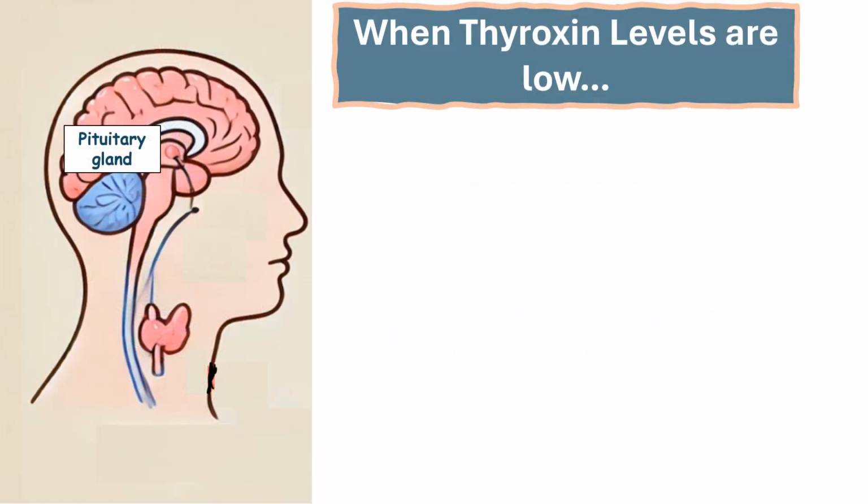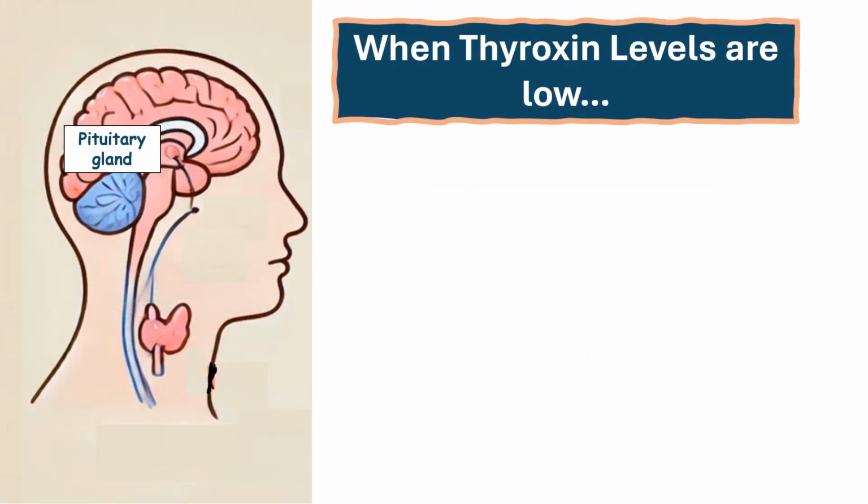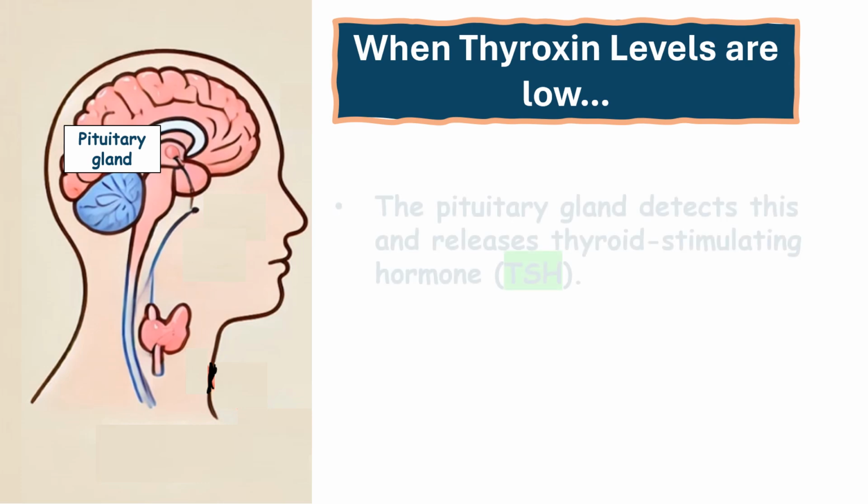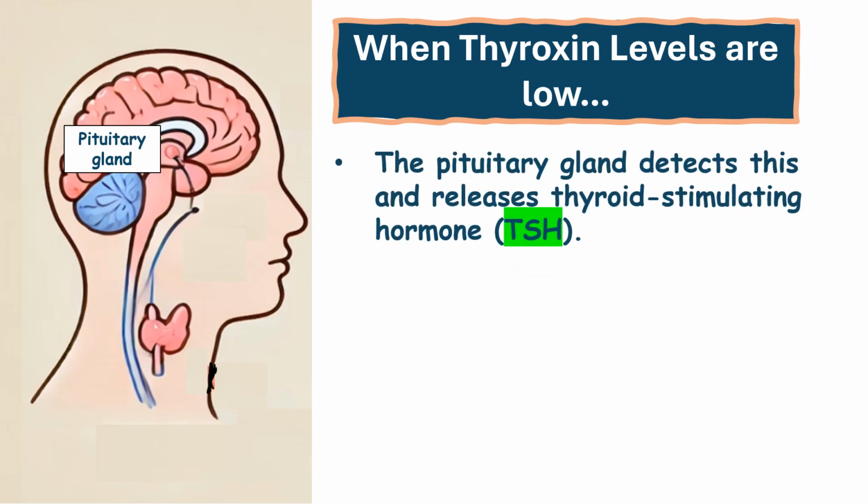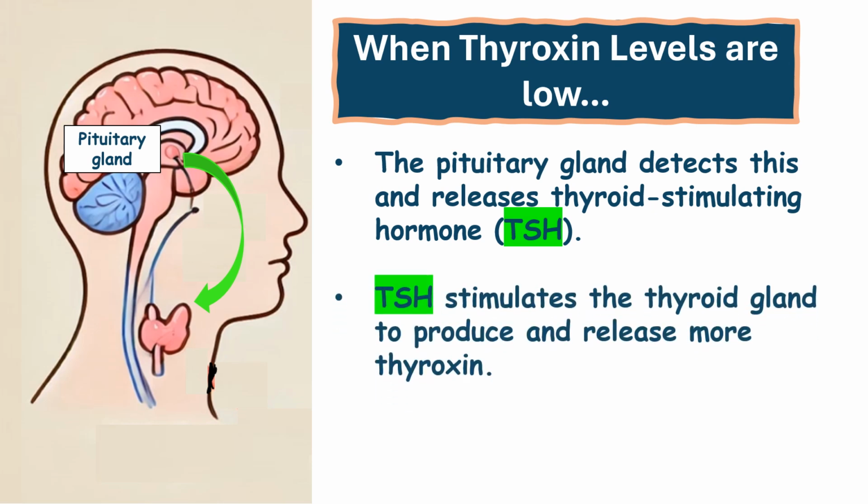Now the pituitary gland is going to react in a specific way when thyroxine levels are low. So if you don't have enough thyroxine hormone in your blood, obviously your metabolic rate is going to be too slow. Now the pituitary gland is going to detect this and release this hormone called TSH. And the green arrow shows you how the pituitary gland secretes this hormone TSH and how it travels to the thyroid gland, where it actually stimulates the thyroid gland to produce and release its own hormone called thyroxine.